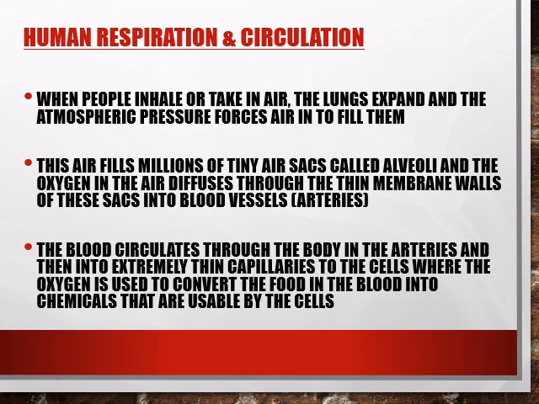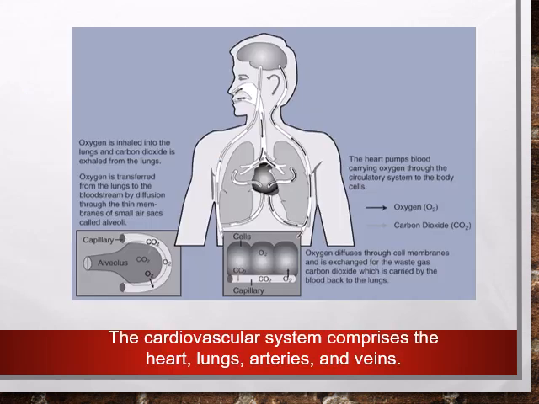When we breathe in, the lungs expand and atmospheric pressure helps push air into tiny air sacs called alveoli. Oxygen diffuses through the alveolar membranes into the bloodstream. The heart and circulatory system then deliver oxygen to cells where it powers vital biochemical processes. The waste product, carbon dioxide, is then picked up by the blood and carried back into the lungs through blood vessels called veins. The cardiovascular system is made up of the heart, lungs, arteries, and veins.